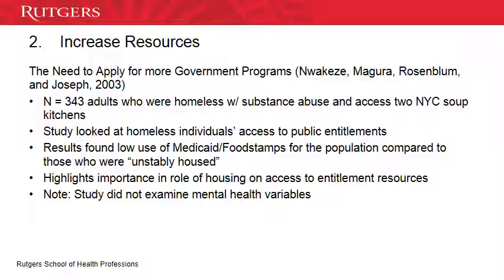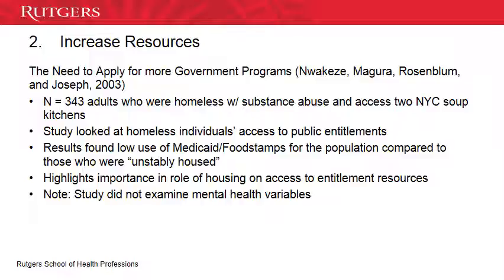And the reason why they were looking at Medicaid and food stamps is that historically they are modestly easy to acquire, because you don't need housing in order to have Medicaid and food stamps. You can be homeless. And so what they found were low usage of these entitlements for the population when comparing them to people who were even basically minimally housed, or what they called unstably housed.